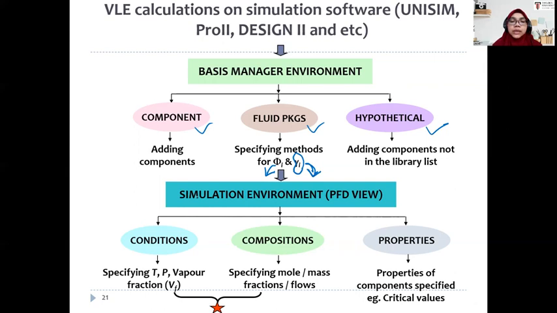And then after that, we may simulate it in the simulation environment, or known as the PFD view. Okay, the PFD view gives us the information on the condition, where we need to specify the temperature, pressure, and also the vapor fraction. For the composition, we should specify the mole and also the mass fraction. And finally, the properties are related to the critical values, such as the critical pressure and also the critical temperature.